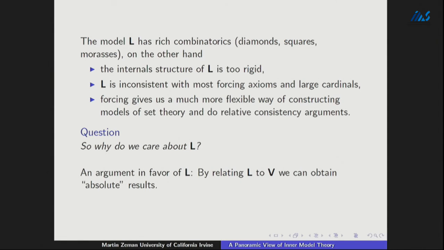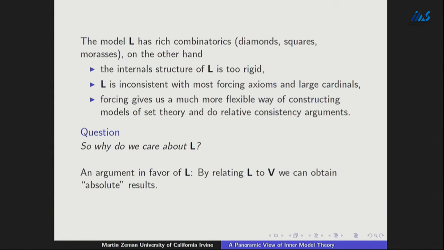Jensen did a very fine analysis and proved a lot of combinatorial principles. And it turned out that the internal structure of L is too rigid. So L is inconsistent with forcing axioms, which are of interest to most set theorists. And in the end, forcing gives us a much more flexible way of constructing models of set theory. So it looks like L, and in a sense, the extender models I'm going to talk about behave similarly.